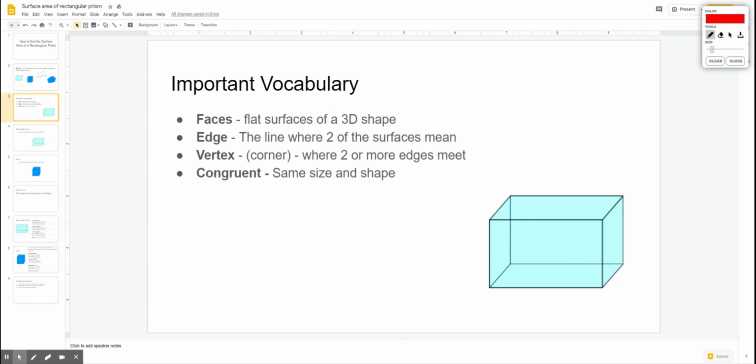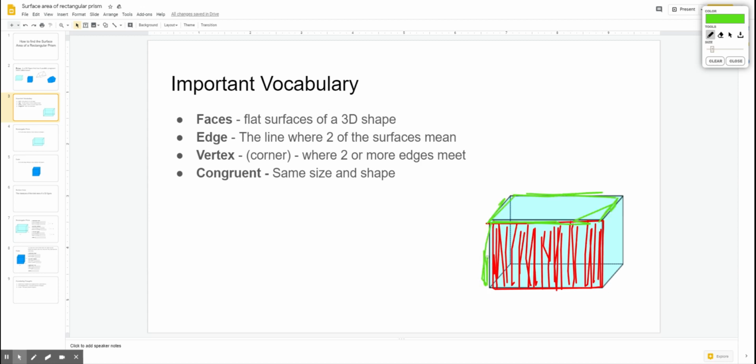The flat surfaces, right? So let me just draw it out for you. So here's an example of a face that I have colored in for you. Okay, the edge is a line where two of the surfaces meet. So by edge, we are talking about these outlines here. Basically your black lines, those are your edges.